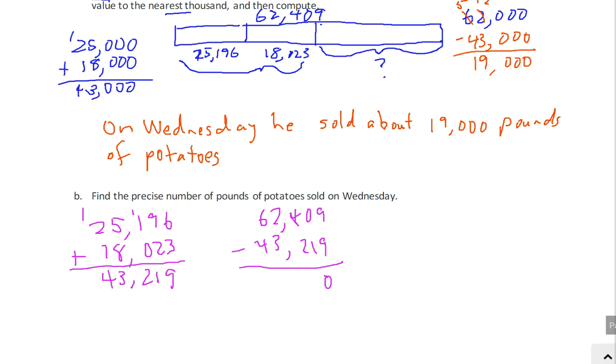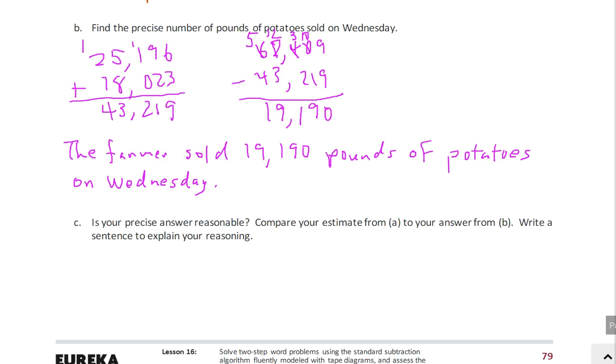Oops, we need to borrow over here, so let's get that 3, that 10, 9, 1, 12, so we have 9 and 1. 19,190. So the farmer sold 19,190 pounds of potatoes on Wednesday. So there you go. The farmer sold 19,190 pounds of potatoes on Wednesday.